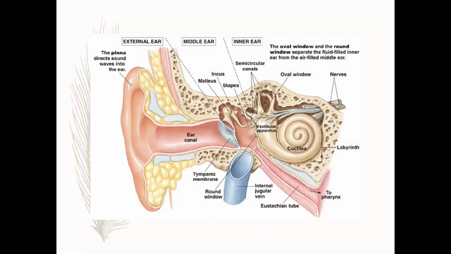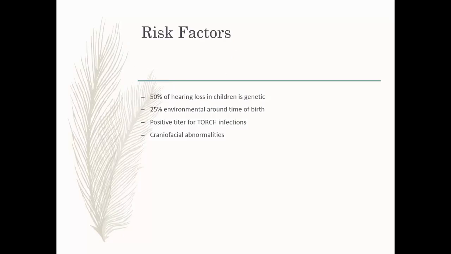This is the anatomy of the ear. And so you can see you've got the external ear, which does include the pinna, the ear canal, and the tympanic membrane. Your middle ear is what includes the three bones, the malleus, incus, and stapes. And then you have your inner ear, which includes your semicircular canals, the oval window, nerves, cochlea, eustachian tube, and the labyrinth.